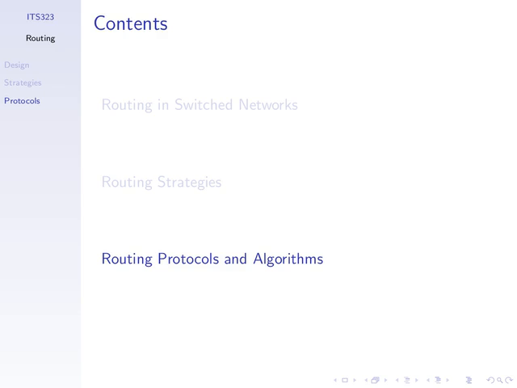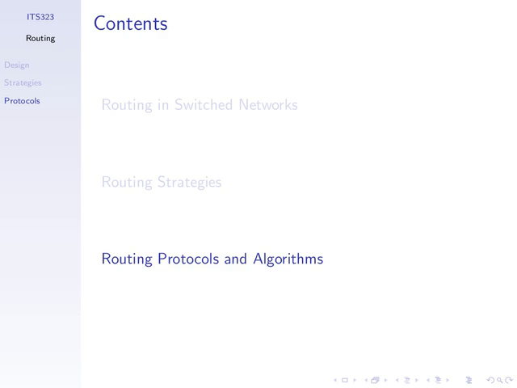An alternative strategy we saw was flooding: just send to everyone, and of course eventually a packet will get to the destination, but it's very inefficient. So there are different strategies. There are different metrics that can be used for routing.